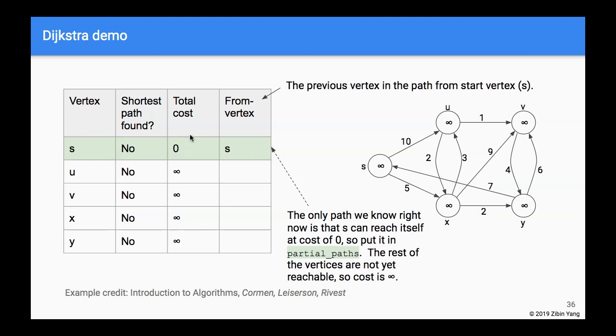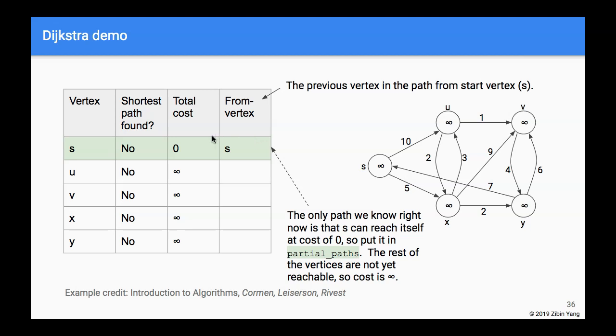Okay, so it's just a path. It's not necessarily the shortest path yet. And then finally, this column keeps track of, for a path to this vertex, what is the previous vertex in this path, right?